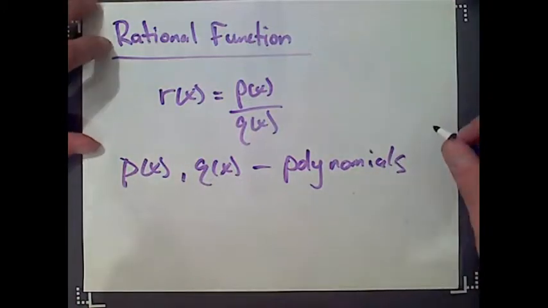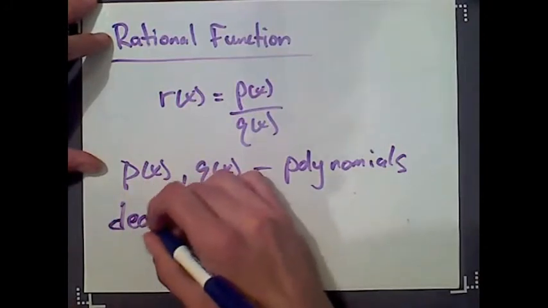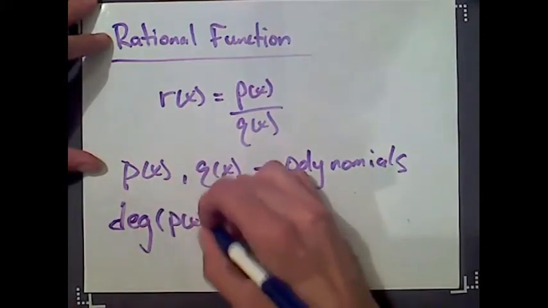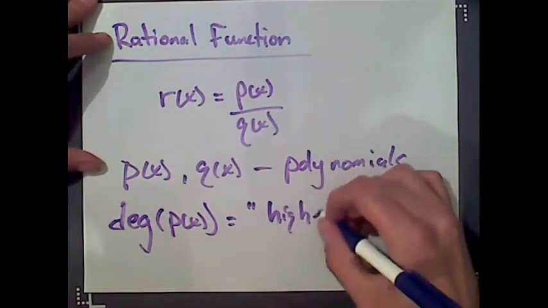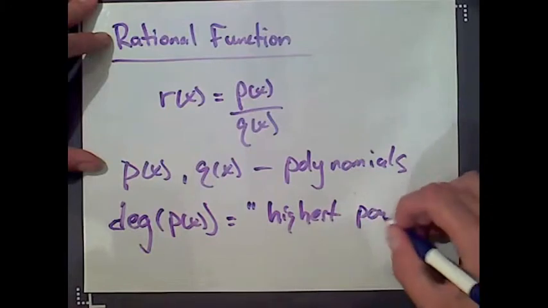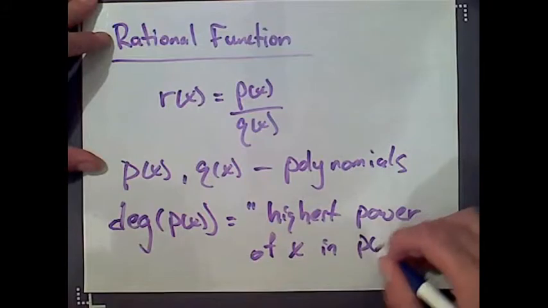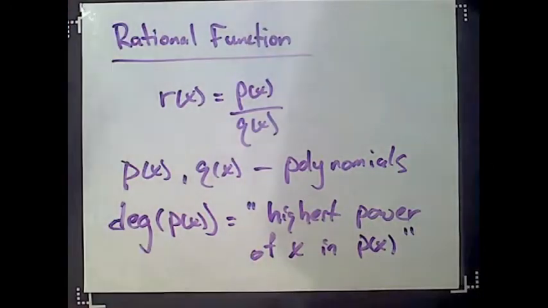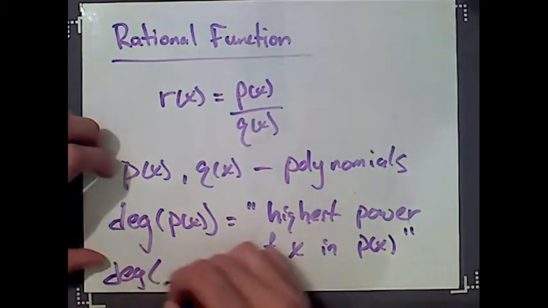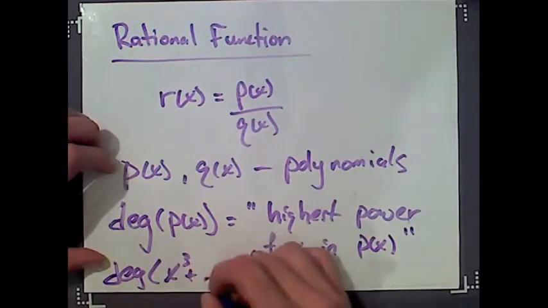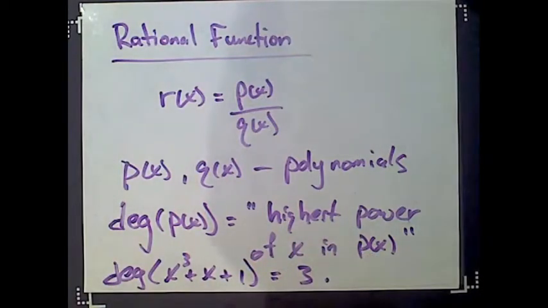We also need the notion of the degree of a polynomial. The degree of a polynomial p of x is, by definition, the highest power of x occurring in the polynomial p of x. So for example, the degree of x cubed plus x plus 1 would be 3.